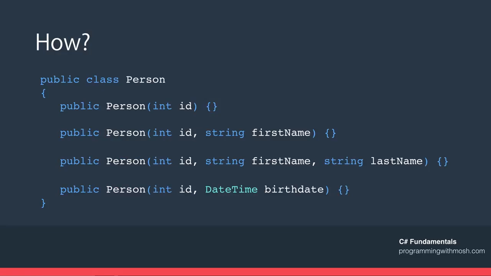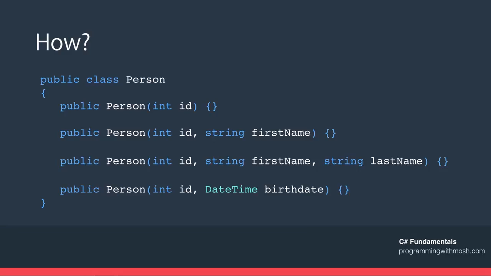The first one takes only an ID. The second one takes an ID and a first name. The third one takes an ID with first name and last name, and so on. So you see there are so many different combinations. And this is what we used to do in C# before object initializers were introduced. So as you see, writing code like that is messy and easily becomes out of control. So object initializer came to solve this problem.